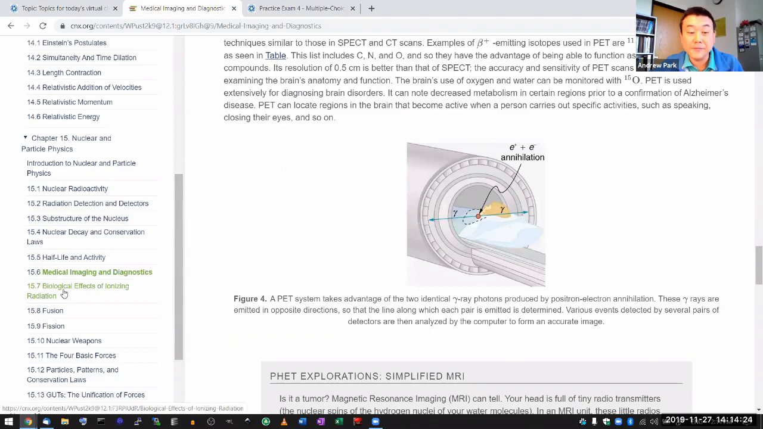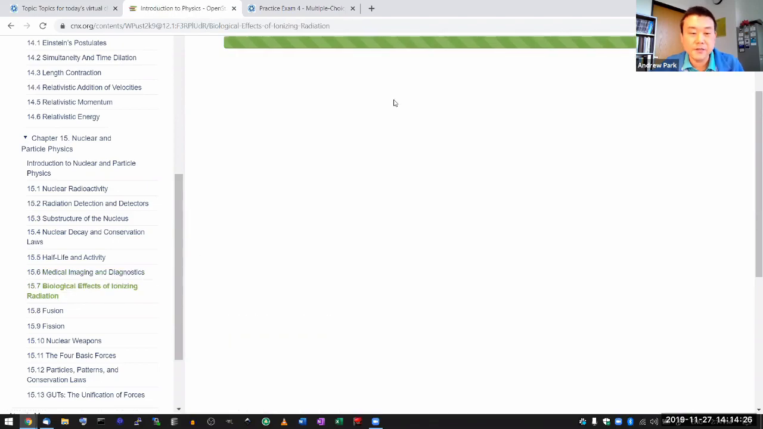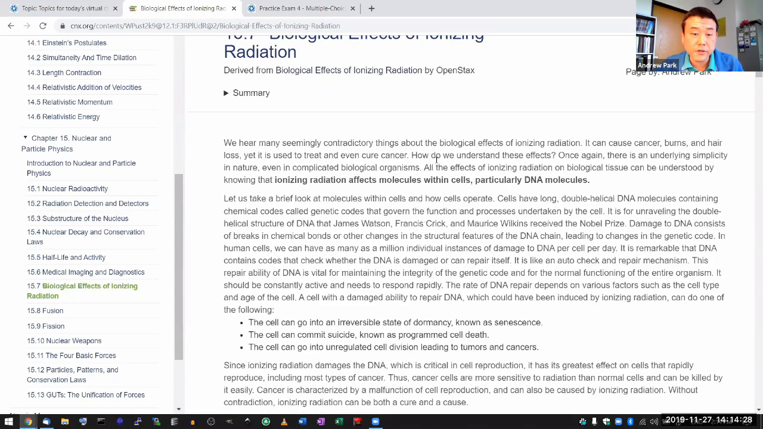And the biological effects of ionizing radiation is where you learn about why ionizing radiation is bad, how X-rays can cause cancer. And if you've watched the TV series Chernobyl, which I haven't seen, so I can't comment on if it's scientifically accurate or not. I haven't seen it, but that's why there is danger associated with nuclear power, and care needs to be taken.